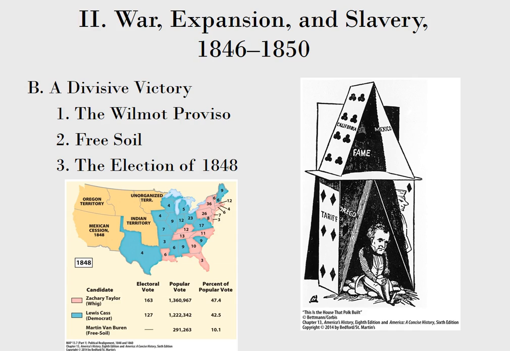All right. So Northern Whigs opposed the war on moral grounds. So they split the Democrats across sectional lines. Congressman David Wilmot, who is a Democrat from Pennsylvania, proposes that slavery be prohibited in any territory obtained through the war with Mexico.